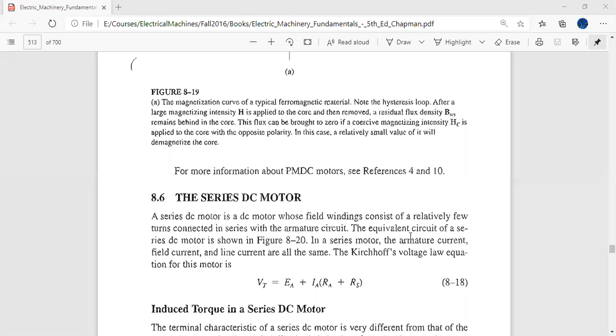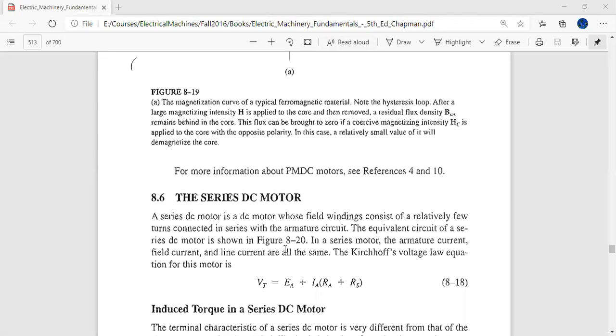Please turn off your mics. Okay, please turn off your mics. You may use chat to communicate with each other. If you want to talk to me, only then unmute the mic.